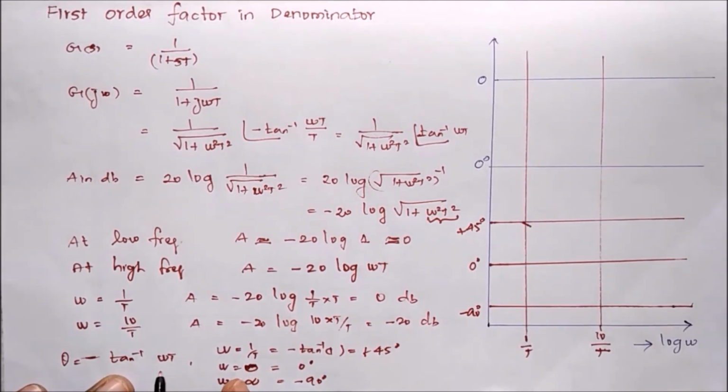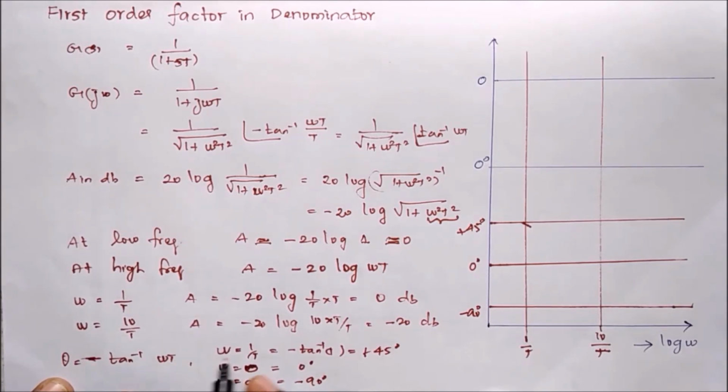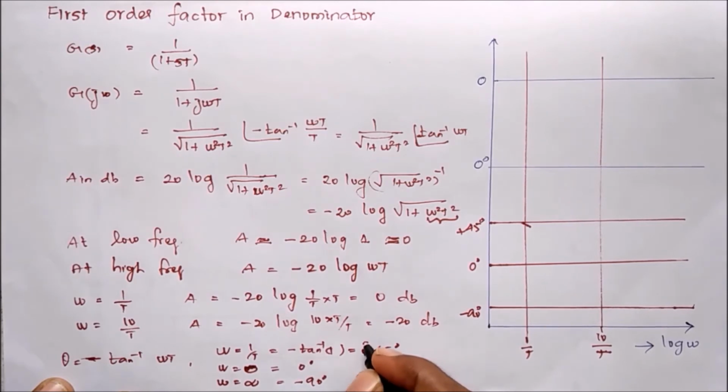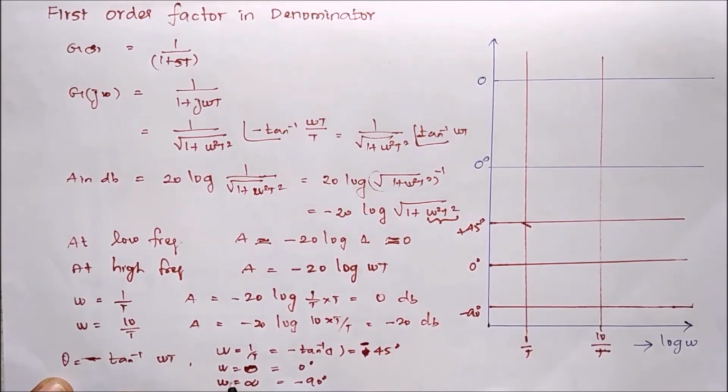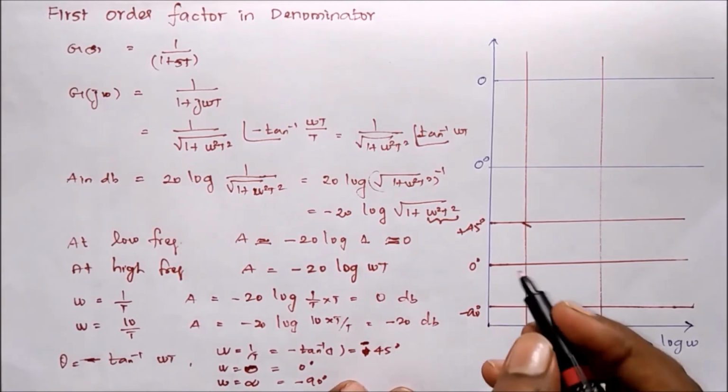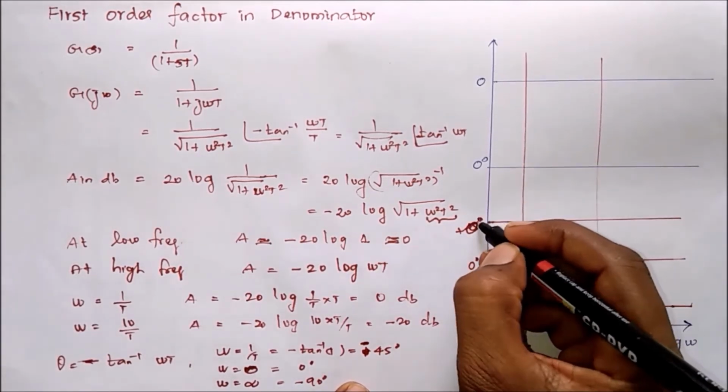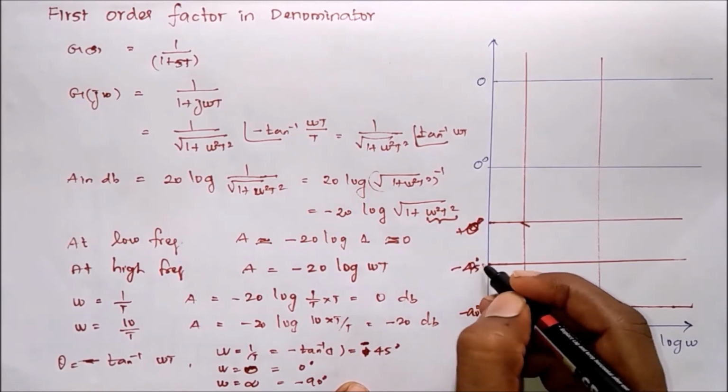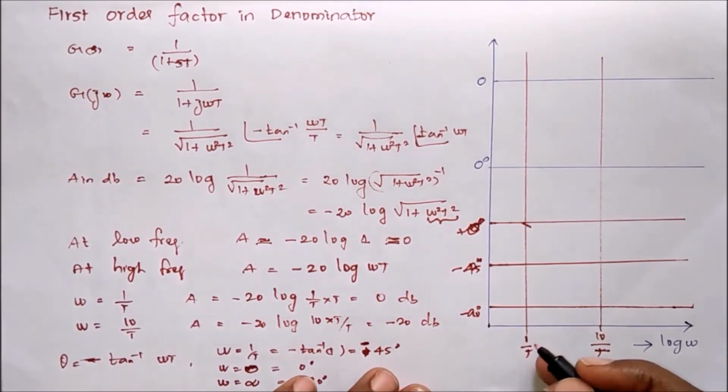Therefore actually we see when omega equal to 1 by t, minus tan inverse of omega t, so here not plus, here minus 45 degree. When omega equal to 0, it is 0. When omega equal to infinity, minus 90. Therefore here this is 0 degree, this is minus 45 degree, this is minus 90 degree.